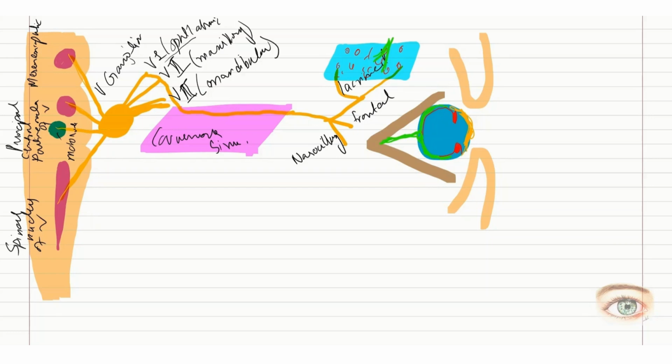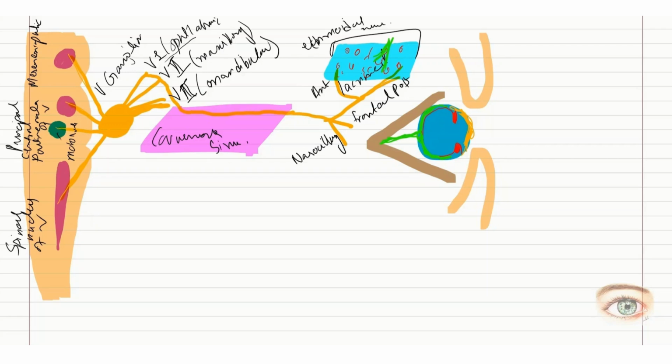Now, the lacrimal branch will first give its division to the posterior and the anterior ethmoidal nerve. So first it will make the posterior and the anterior ethmoidal nerve, right?